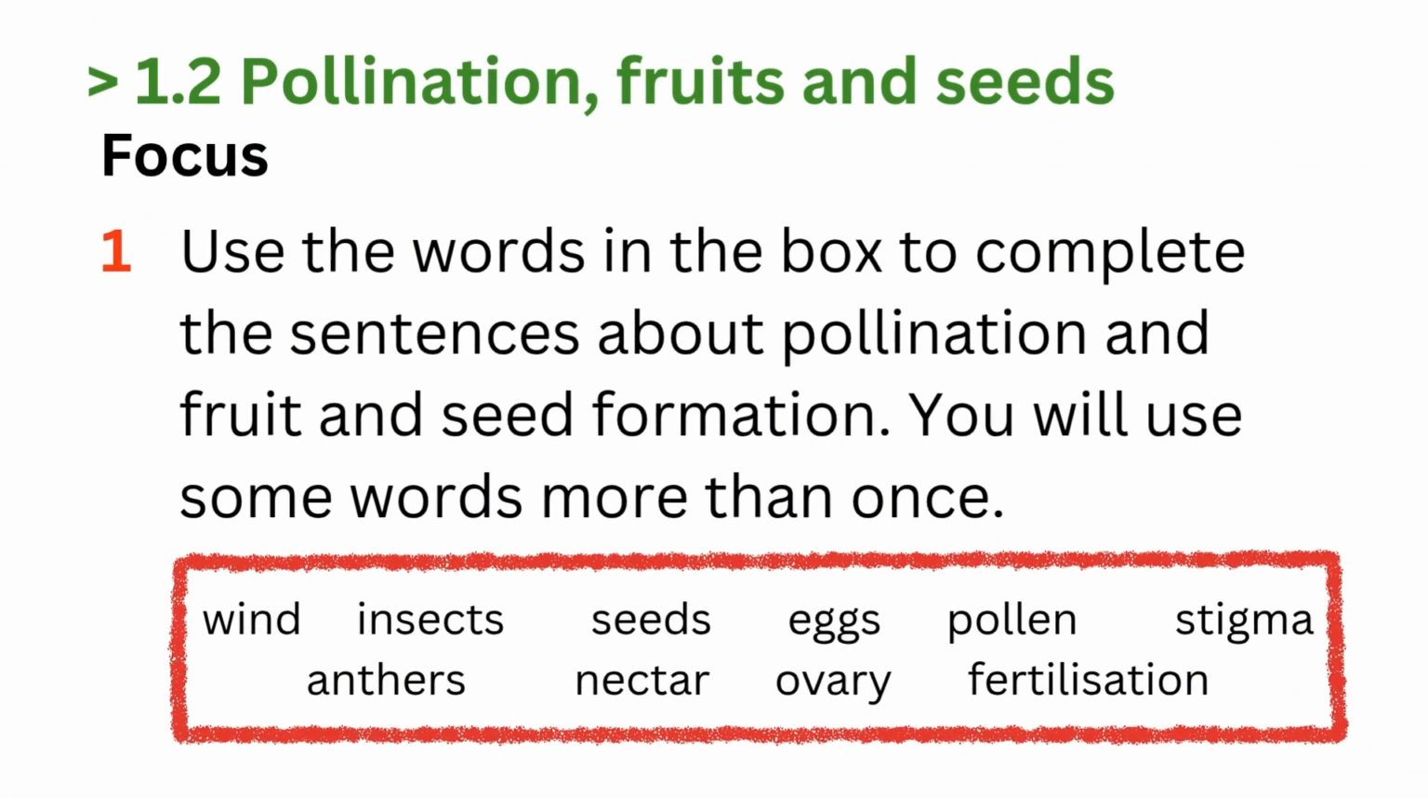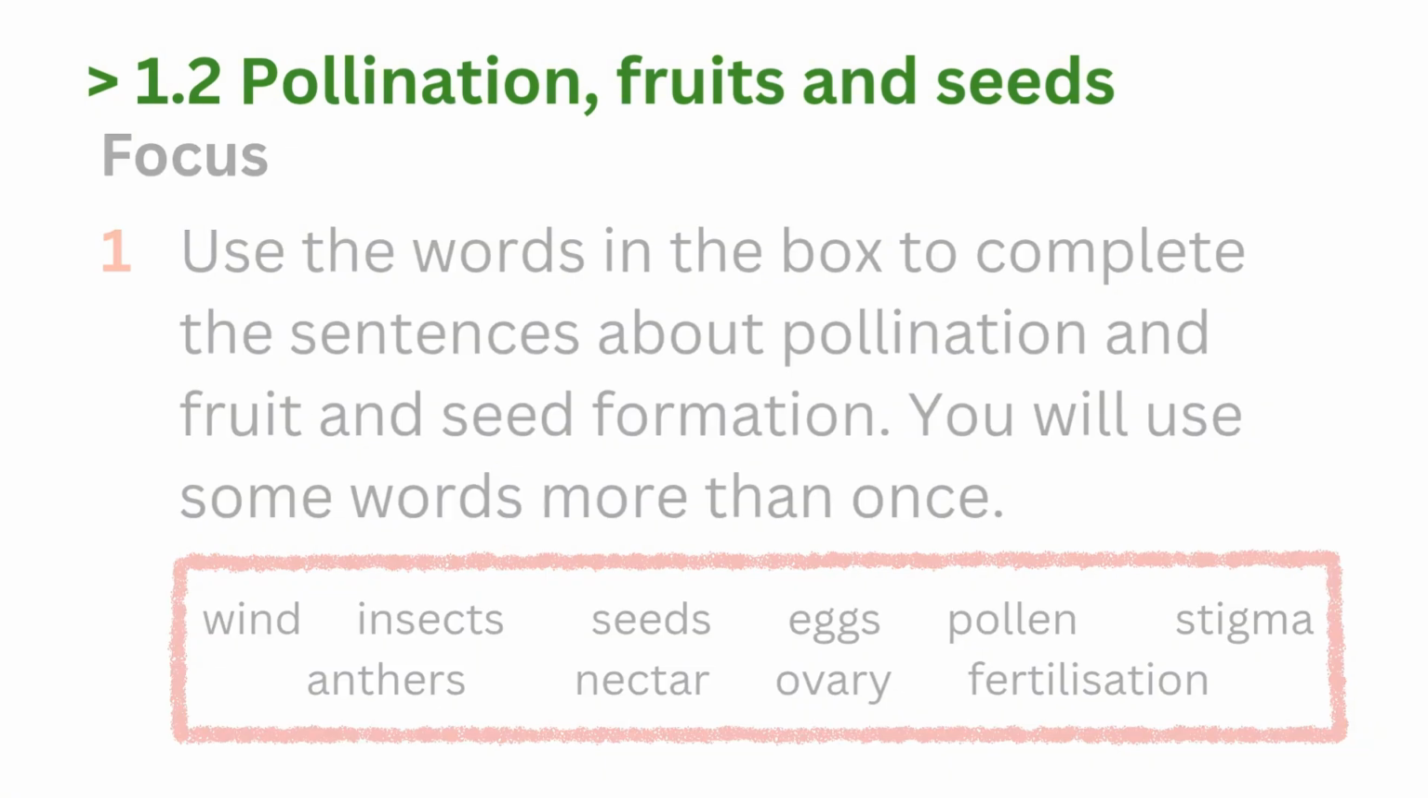1.2 Pollination, fruits and seeds. Focus. Question number 1. Use the words in the box to complete the sentences about pollination and fruit and seed formation. You will use some words more than once. Wind, insects, seeds, eggs, pollen, stigma, anthers, nectar, ovary, fertilization.